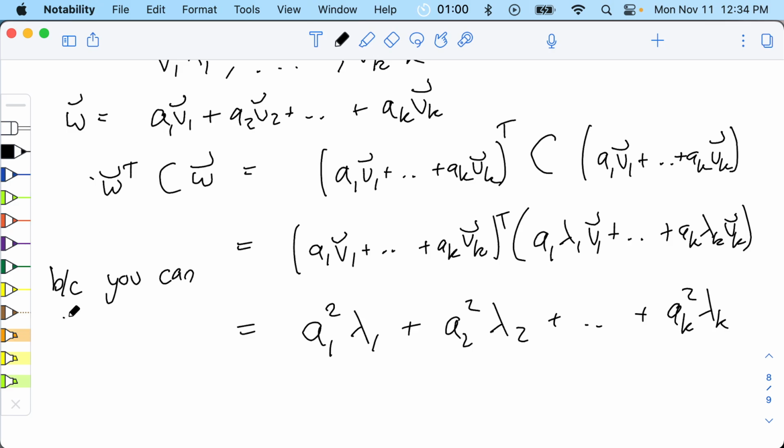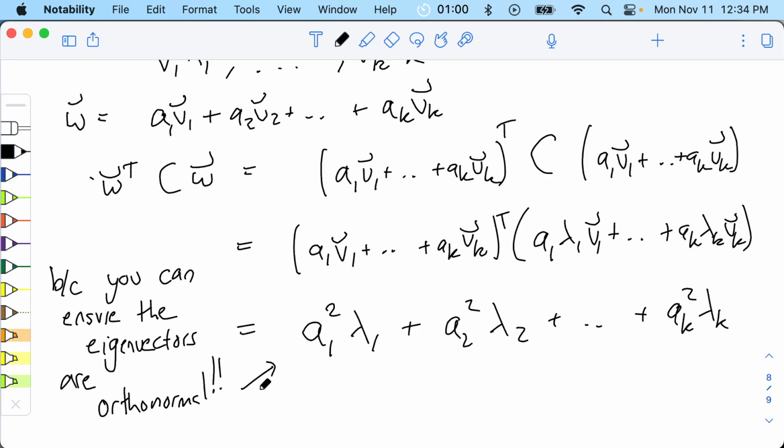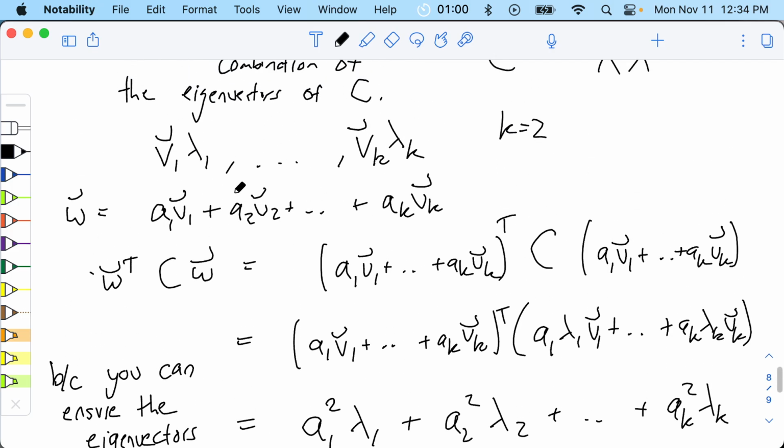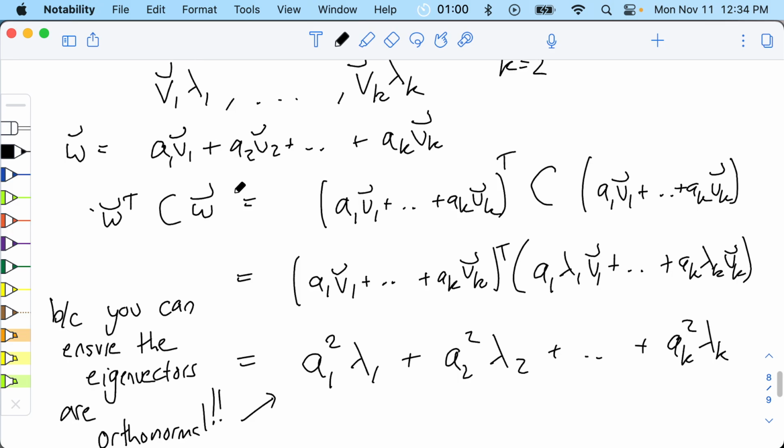And the reason is because you can ensure the eigenvectors are orthogonal, this is called orthonormal. So because they're orthonormal, you get this really nice formula. So it looks like some crazy problem of which direction should you take to maximize this thing, but it just turns into a really simple sum of the components, which add up multiplied by the lambdas. Okay, and so what's the answer?